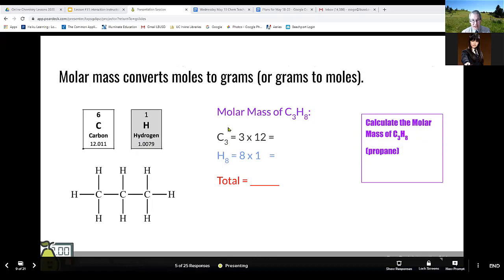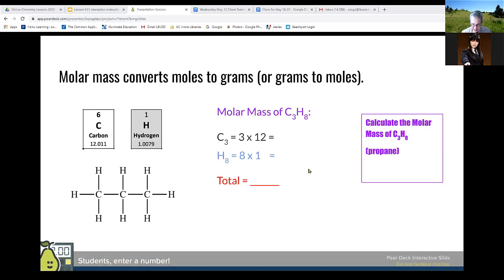So I'm asking you again on this slide to make a calculation. Try to figure out, based on what you see on the screen, there are 3 carbon atoms. I've shown you the part of the periodic table that's useful. Can you come up with the molar mass of C3H8? All right, so we have 5 responses already. Now we have 7. Now I have 8. 10.